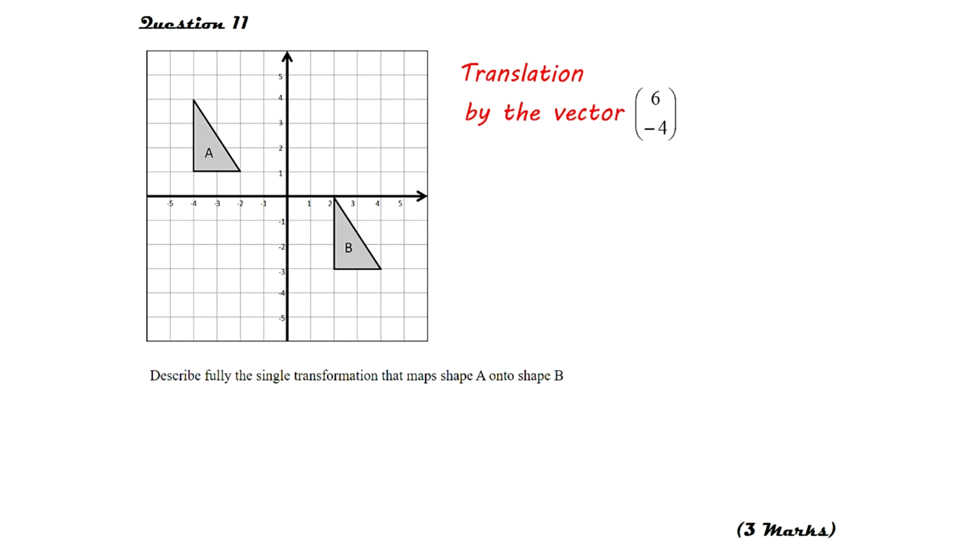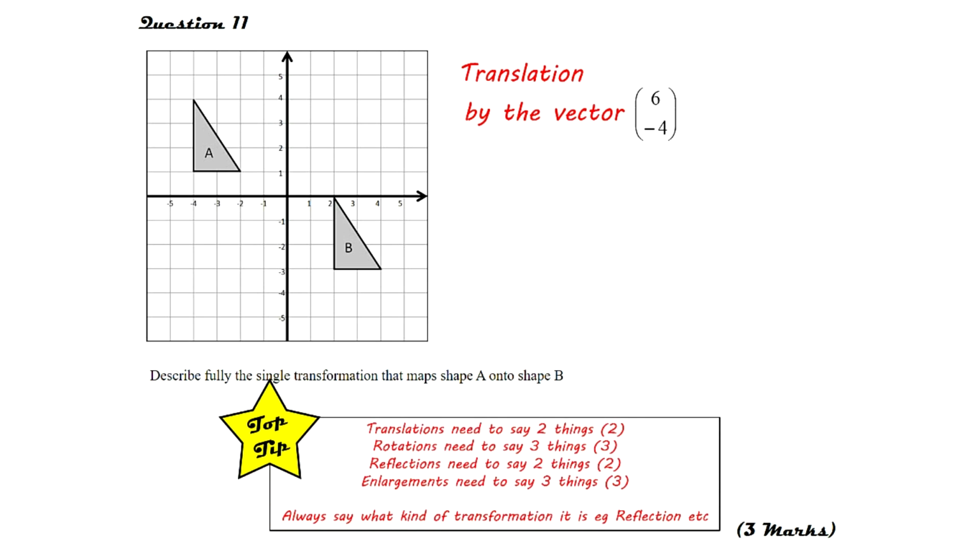Okay, so as I said, this is just one of the different types of transformations you can come across in your exam. So my top tip here is to just have a look at the other 4. For a translation you need to say 2 things. First thing is you need to tell me it's a translation and then give me the vector. For a rotation it's 3 things. You need to tell me it's a rotation, you need to tell me a center of rotation, and you need to give me an angle and a direction.